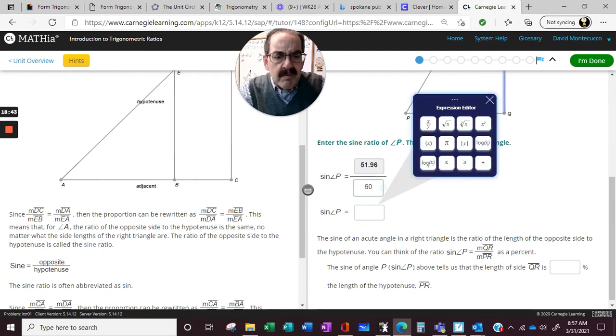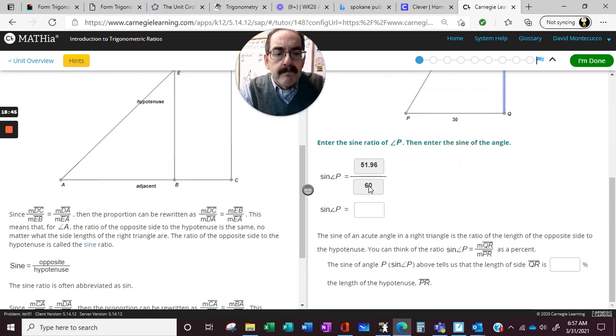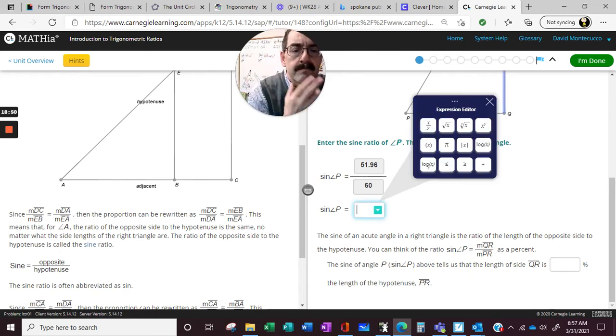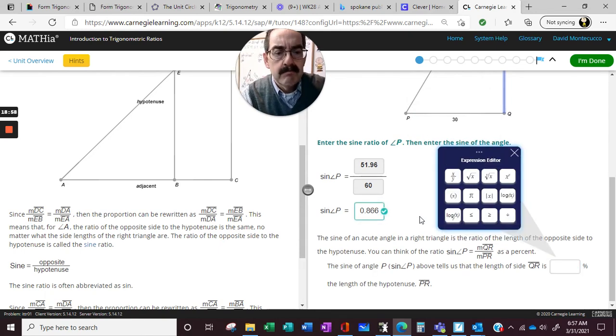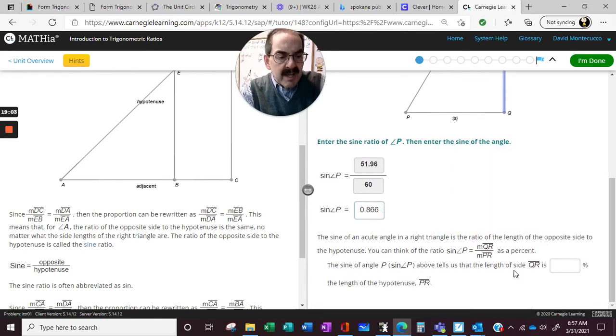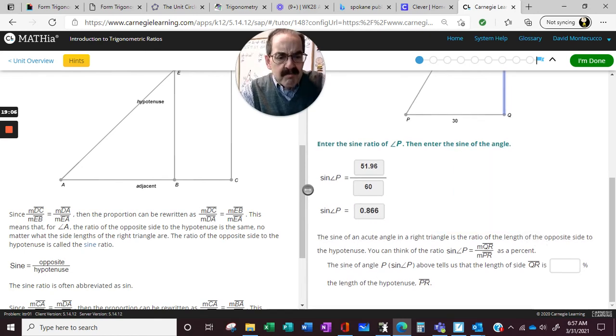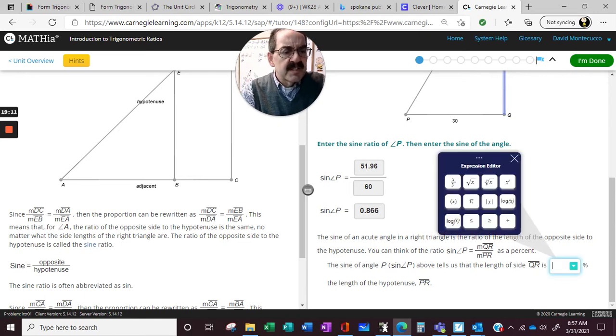Sine of angle P. What are we doing here? Then enter the sine of the angle. 51.96 divided by 60. That's all it is. Just typed in that relationship. Done. Okay? The sine of angle P above tells us the length of side QR is 0.866%. Okay? Now let's see what happens if I just type in 0.866.